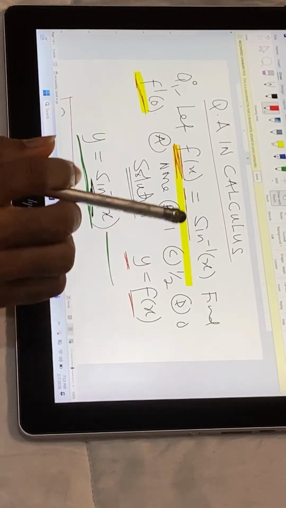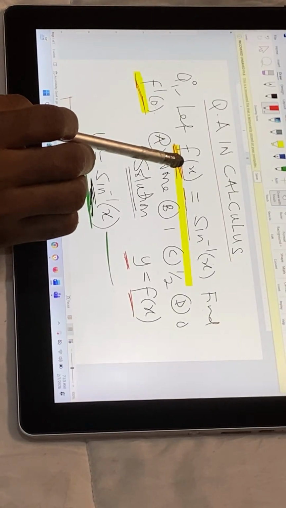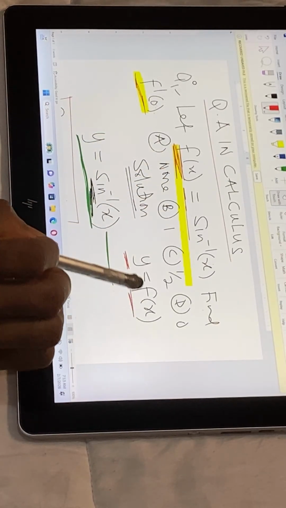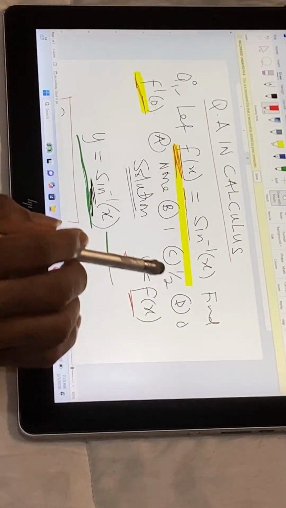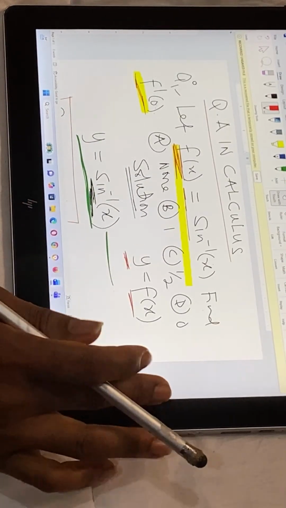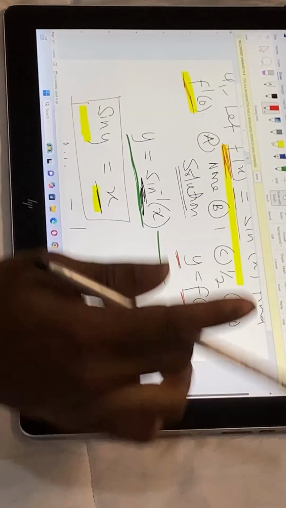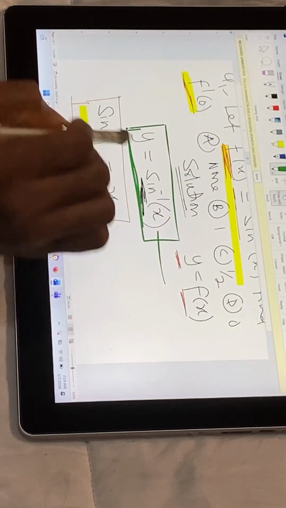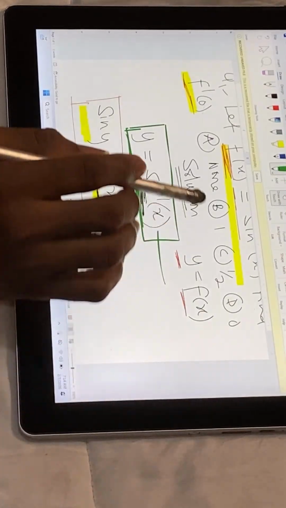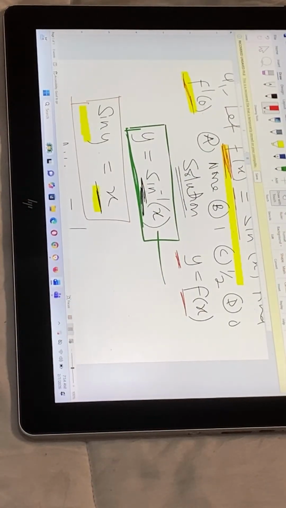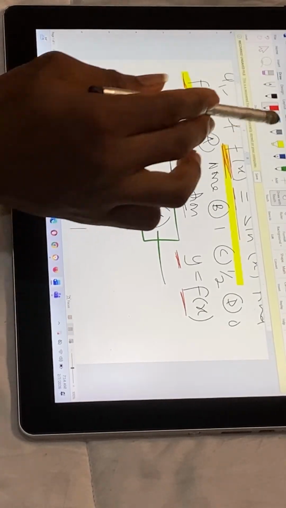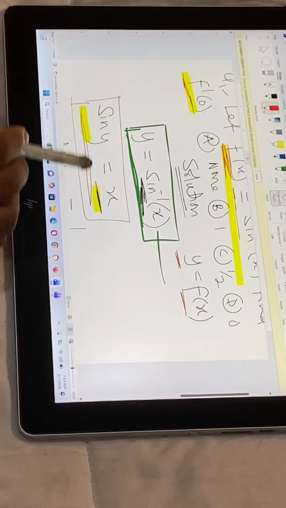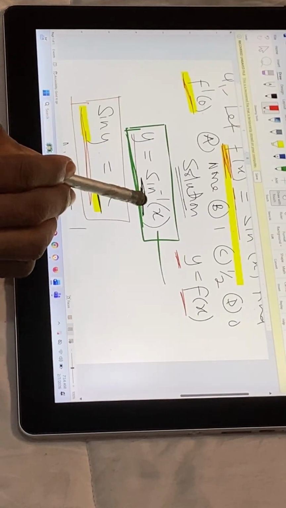And now for us to write this f of s as a letter, we say that f of s is the same as y. Please take note. So when you do that, you have this particular expression here. Now, in derivatives, we don't have any special formula to differentiate an inverse. But we can make the inverse a linear form. So making the inverse a linear form, I have sine y is equal to s.